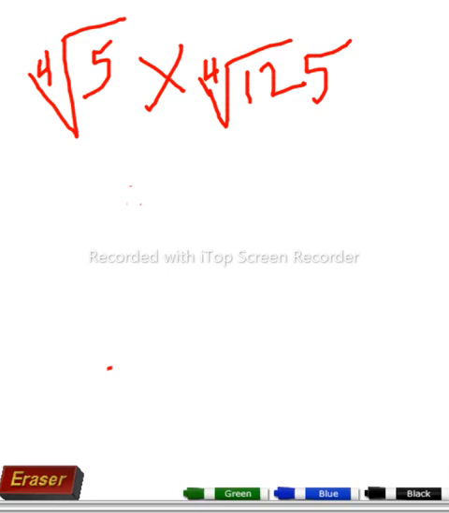First, this is already simplified. Let us simplify the other. 125 means 5 to the power of 3. And this is also already simplified. But we have the same index here, which is 4. So we can take one of them and multiply them together.